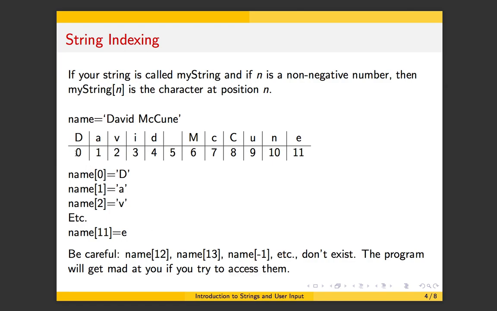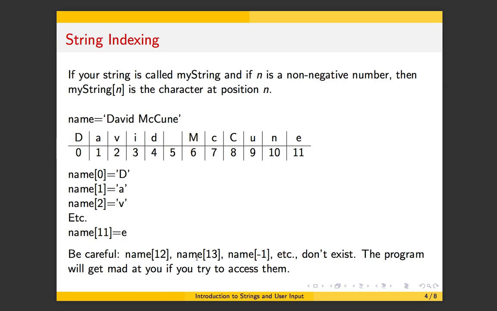So notice these positions in this particular case run from 0 to 11. The string is not particularly long. In particular, there is no name square brace 12 because there's no position 12. Position 12 is off here somewhere, which is non-existent. Same thing with 13. There's no position 13. Same thing with -1. Now you're going too far to the left, off this edge.